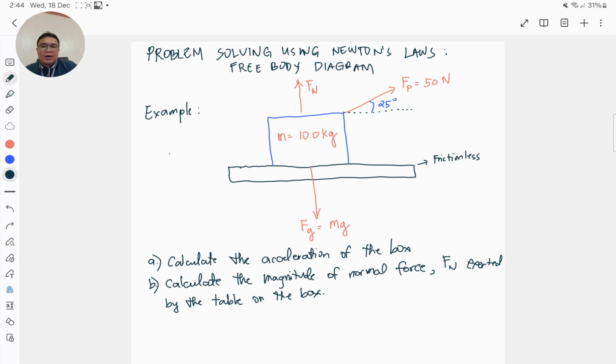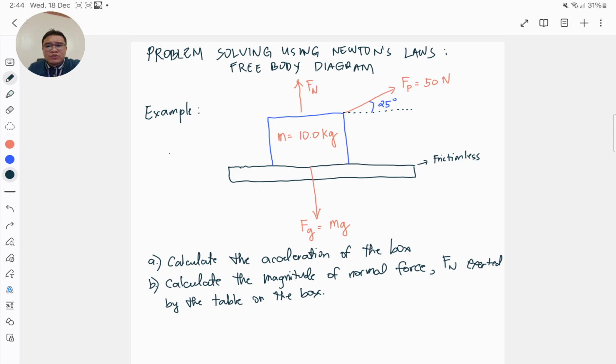Now suppose that the box has a mass of 10.0 kilograms and that a person applies a force of 50 Newton at an angle of 25 degrees to the horizontal. We are asked to calculate, letter A, the acceleration of the box, and letter B, the magnitude of the normal force, or F sub n, exerted by the table on the box. So how do we approach this problem?